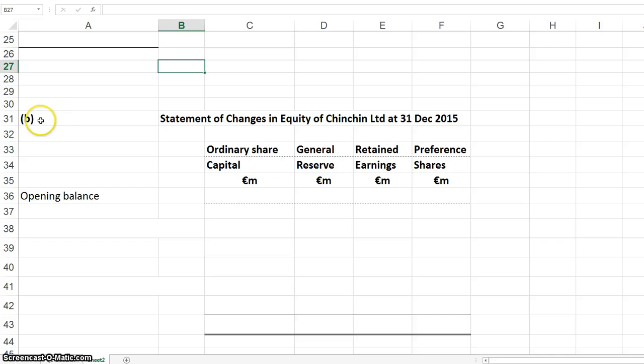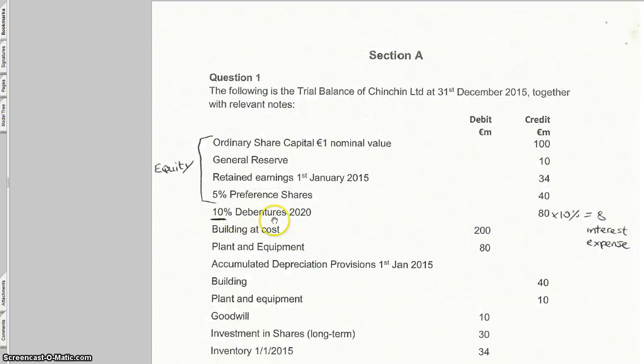So we put our heading in for part B, statement of changes in equity, and then I'd leave nearly 5 spaces. You're going to have space here for description and then maybe a note or a working, and then each of the equities gets a column of its own, and they're all in millions. The first line is the opening balance, and we get that from the trial balance. Just make sure you do not include debentures, because that's not part of equity. So it's just these sections.